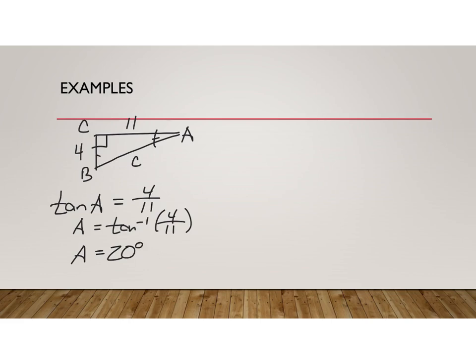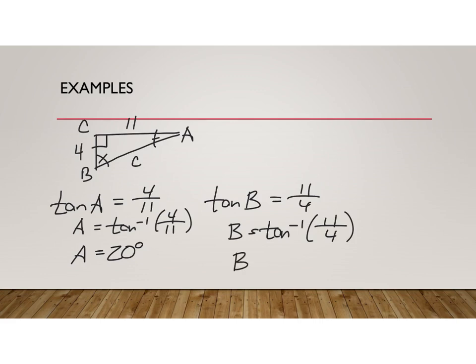If I wanted to find angle B, I know opposite and adjacent, that'd be tan again. So tangent of angle B would be 11 over 4. So how do you get angle B? Use tan inverse. So tan inverse of 11 over 4 would be about 70 degrees, which makes sense.